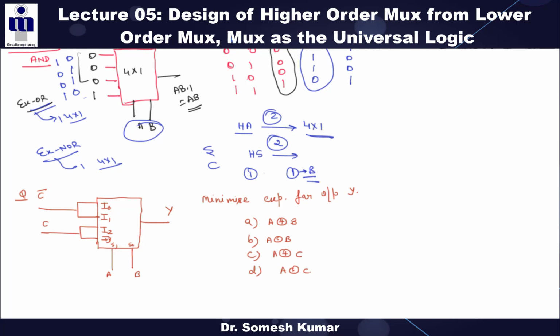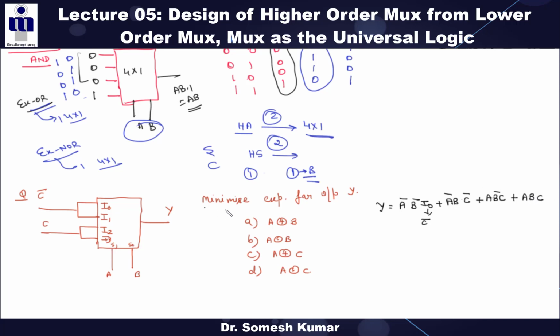You know how to write the expression for this output Y. You can easily write what comes first: A bar, B bar, dot I naught. This is the general expression for this, right? So what comes? I am directly writing this I naught is your C bar and this I1 is your C bar, right? And what is your I2? I2 is your C.